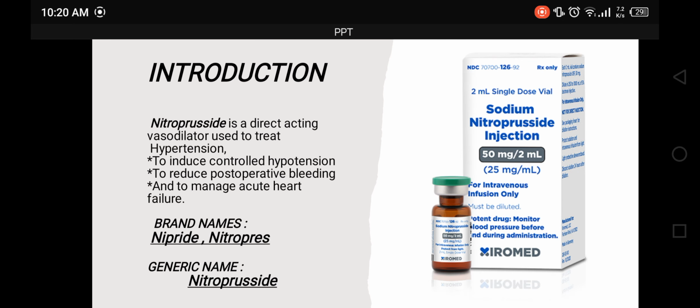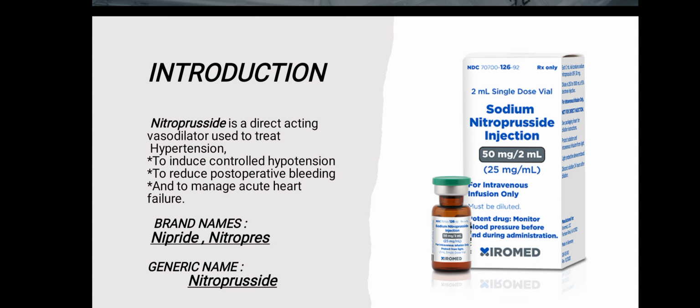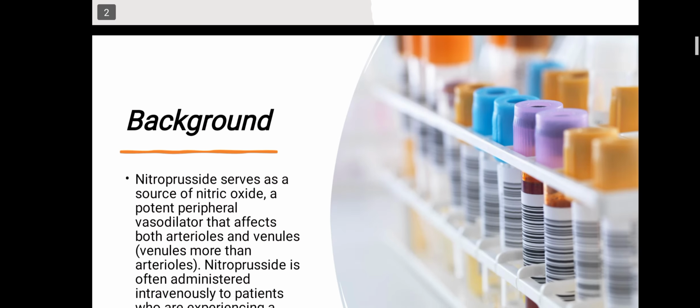Introduction. Nitroprusside is a direct-acting vasodilator used to treat hypertension, to induce controlled hypertension, to reduce post-operative bleeding, and to manage acute heart failure. Its brand names are Nipride and Nitropress, and the generic name is nitroprusside.